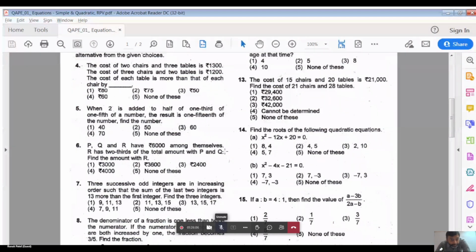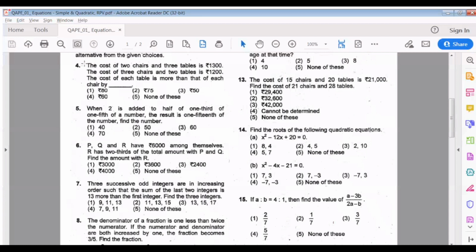Got everybody's answer? No, sir. First one, none of this. Okay, how did you get that? By two equations. How did you get the two equations? We suppose chair is equal to x and table is equal to y. Very nice. 2x plus 3y equal to 1300 and 3x plus 2y equal to 1200. By solving this, we get x equal to 200 and y equal to 300.